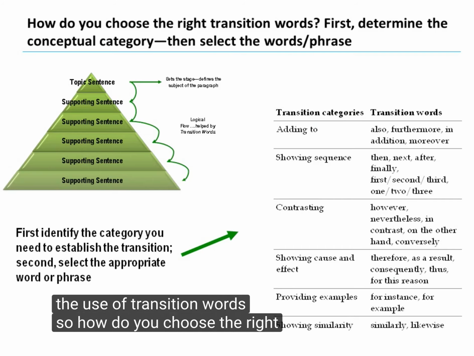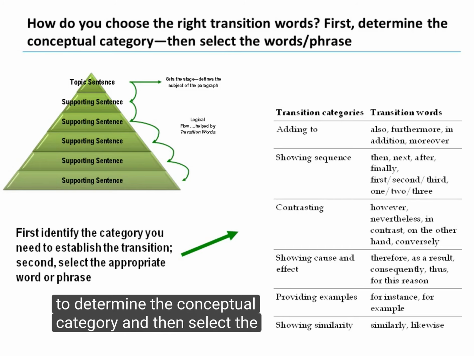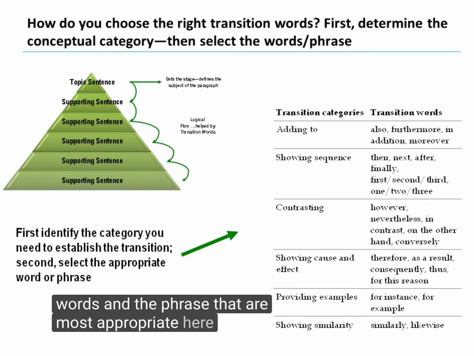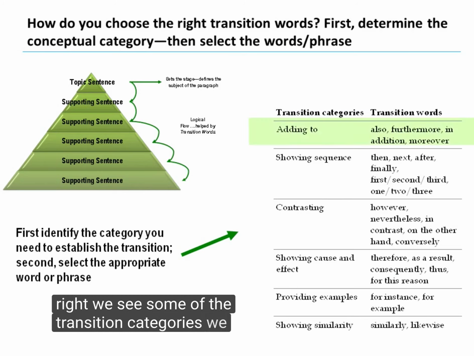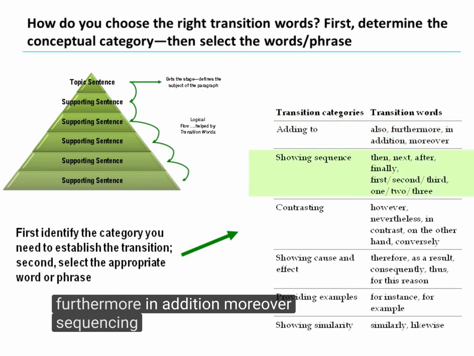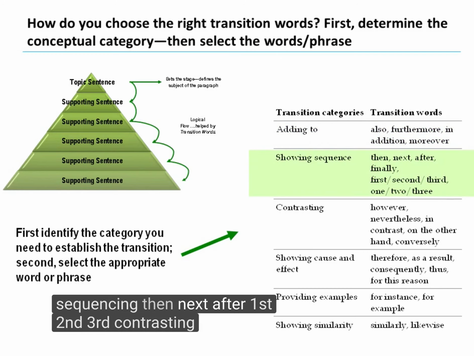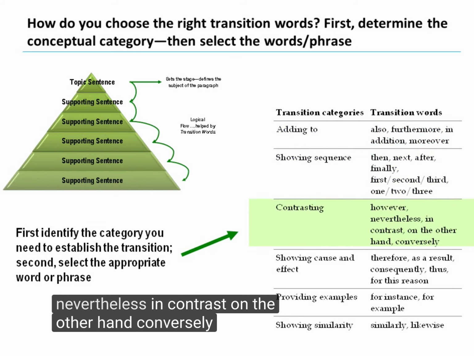So, how do you choose the right transition words? First, you need to determine the conceptual category and then select the words and the phrase that are most appropriate. And here on the right, we see some of the transition categories. We have adding to, transition words also, furthermore, in addition, moreover. Sequencing, then, next, after, first, second, third. Contrasting, however, nevertheless, in contrast, on the other hand, conversely.